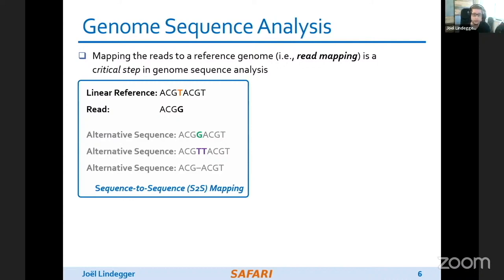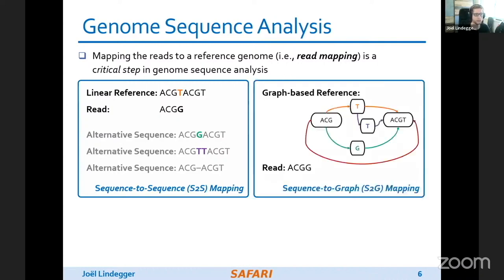However, the advantage here is that this is a very well-studied problem. This sequence to sequence mapping, it's very well studied. There are many accelerators. We can do it fairly efficiently these days. But this issue of having only one linear reference introduces something we call reference bias. So this idea of overemphasizing one reference is called reference bias. That's really the main downside of this approach.